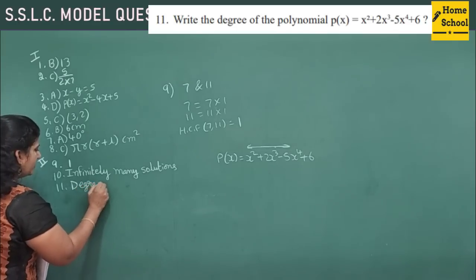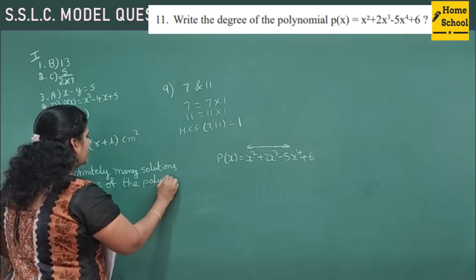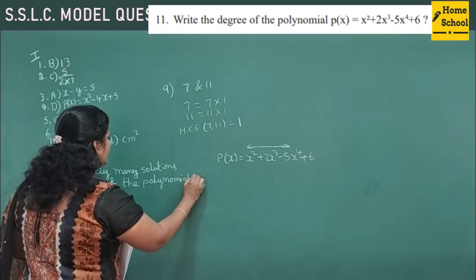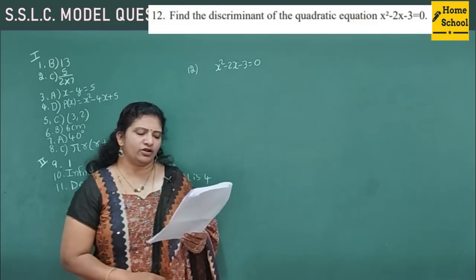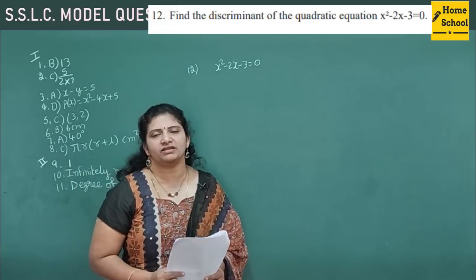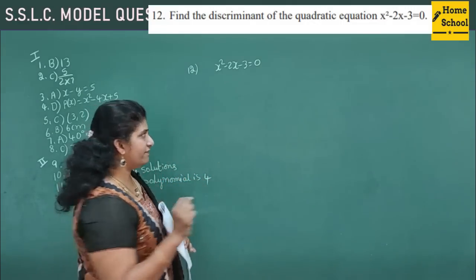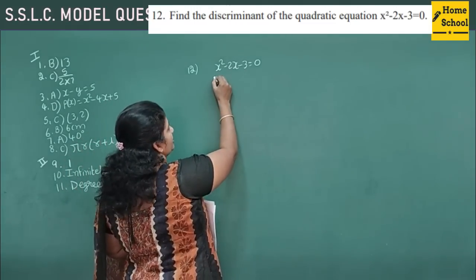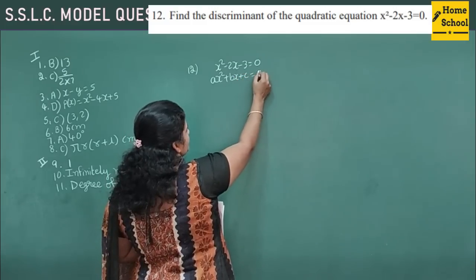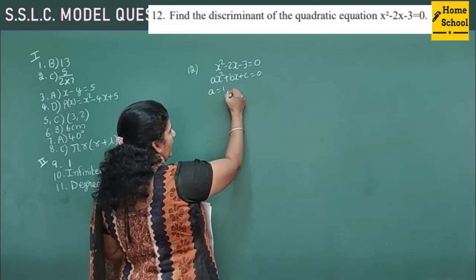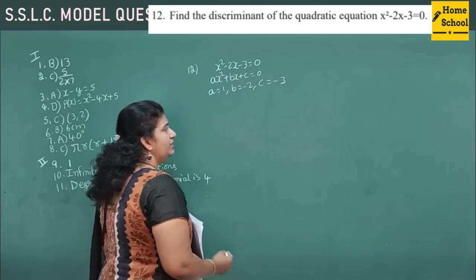Degree of the polynomial is what? Is 4. 12th one, find the discriminant of the quadratic equation x square minus 2x minus 3 equal to 0. We are going to find the discriminant. First, compare the given equation with the standard form ax square plus bx plus c equal to 0. a is equal to 1, b is equal to minus 2, c is equal to minus 3.